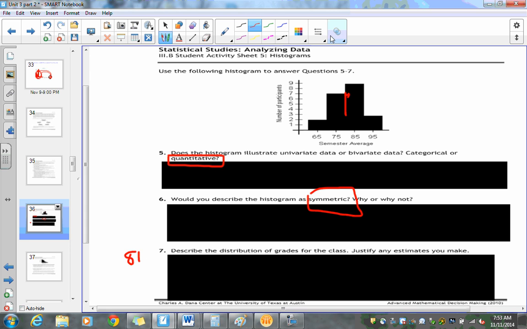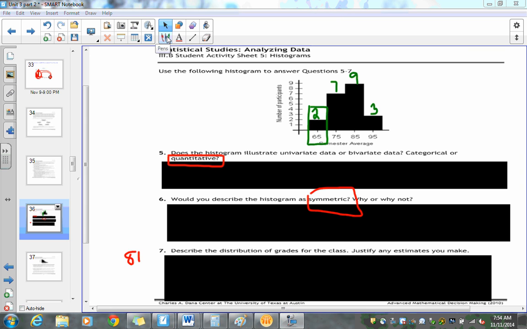But let's figure it out using the actual histogram, okay? Now, going back to that example that we did 7 minutes ago, how many people actually made a 65? That would be 2, because I'm reading it. 75 would be 7, because I'm reading it off to the left. That would be 9. And then how many people made a 95? That would be 3. Okay? And so now what I would do is find the average. I'd take 2 times 65, 7 times 75, 9 times 85, 3 times 95, and get my average.